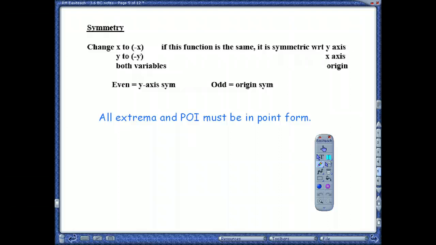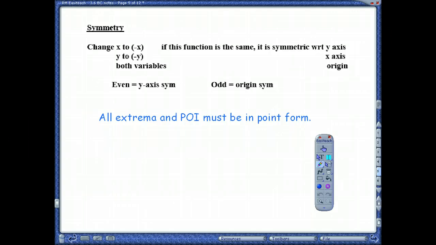If you can change both, you're with respect to the origin. So if you're looking at an equation that has all even powered x's, you got a good shot at y-axis symmetry. If all the x's are even, then you have a shot at y-axis. If all the y's are even, x-axis. If all of them are odd, you've got a good shot at origin.